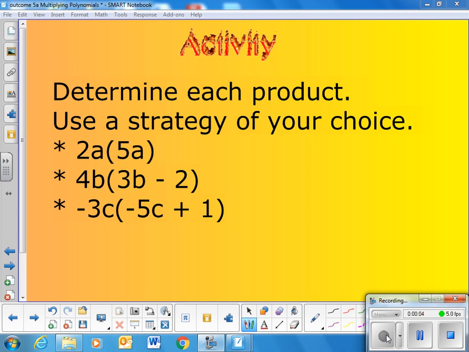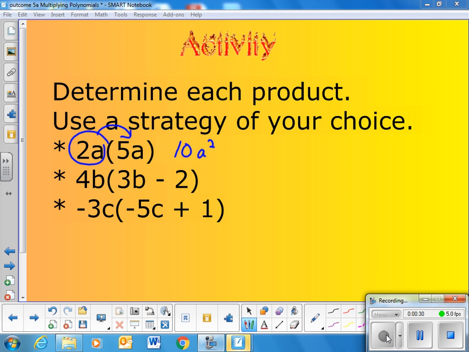Multiplying monomials by polynomials. Determine each product, use a strategy of your choice. So one strategy that we can use is the distributive property. With the distributive property, the first term has to get multiplied by each term in our polynomial. So in the first example, 2a times 5a will be 10, and a times a is a squared.